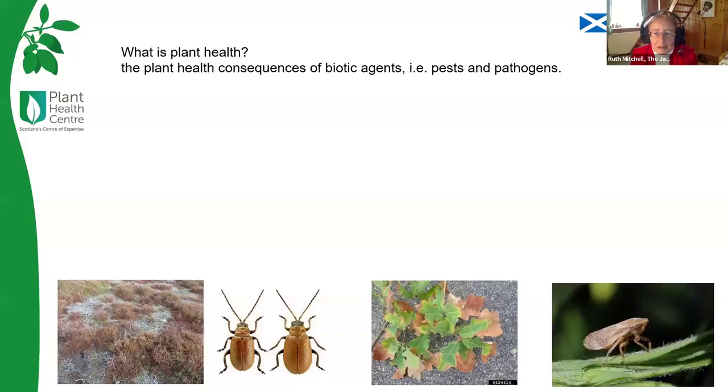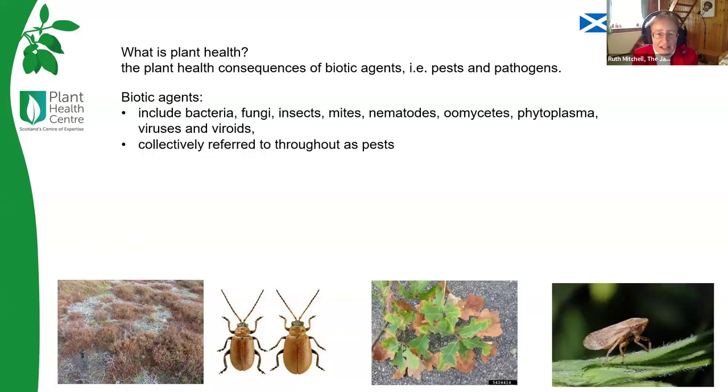So when I'm talking about plant health, I just want to be clear for the purposes of today what I mean. I'm talking about the consequences of biotic agents, so pests and pathogens. You can see a list of what that might include there. Collectively, through today's webinar, I'll probably just refer to them as pests, but that doesn't just mean I'm talking about insects. It means I'm talking about bacteria, fungi, etc., any of those sorts of biotic agents.